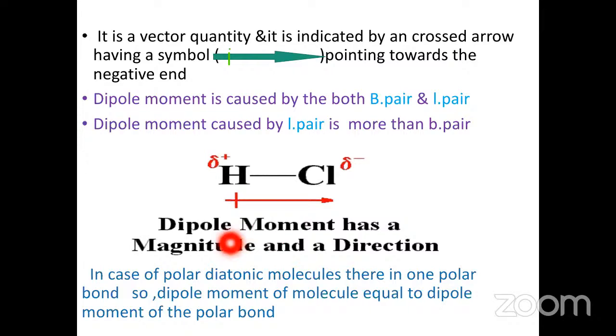In the case of polar diatomic molecules, there is only one polar bond. So the dipole moment of the molecule is equal to the dipole moment of the polar bond.